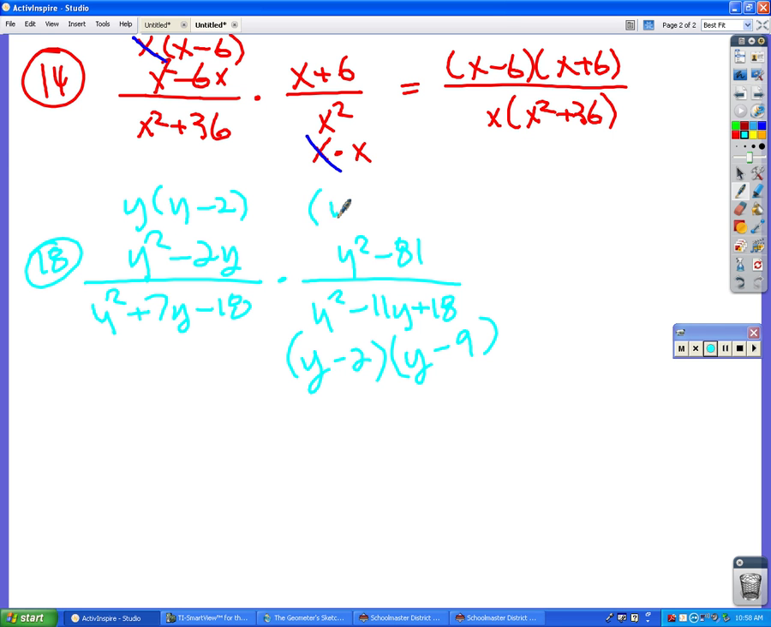Okay, good. Top right here, I can factor into y minus 9 times y plus 9 because this is y squared minus 81. That's the difference of two squares that will factor. This is x squared plus 36. That's why one works and the other one doesn't. Okay?